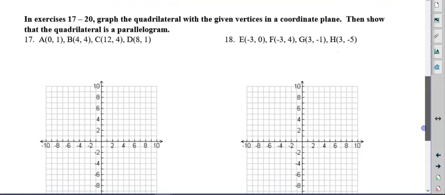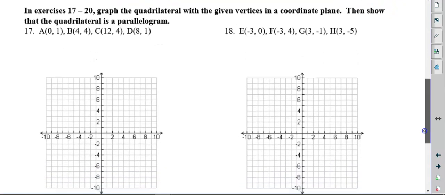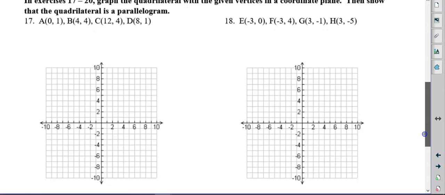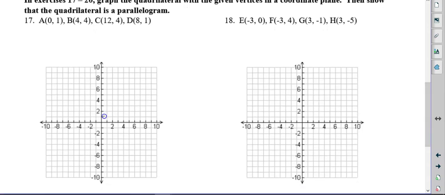And now we're going to graph and figure out if it is a parallelogram. So 0, 1 right here, 4, 4 right here, 12, 4, which is off a little bit, and 8, 1 right here.